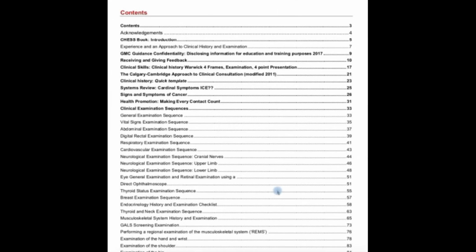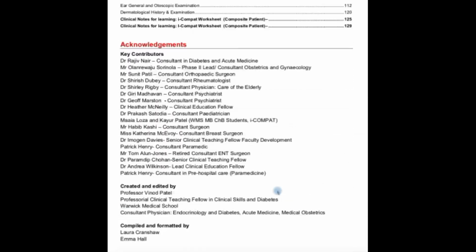All medical schools publish the way they would want the medical students to take history and examine patients, and it's important that medical students learn the sequence, perhaps make their own notes that are easier to remember and carry in their pockets. The history taking and examination skill booklet may look something like this.